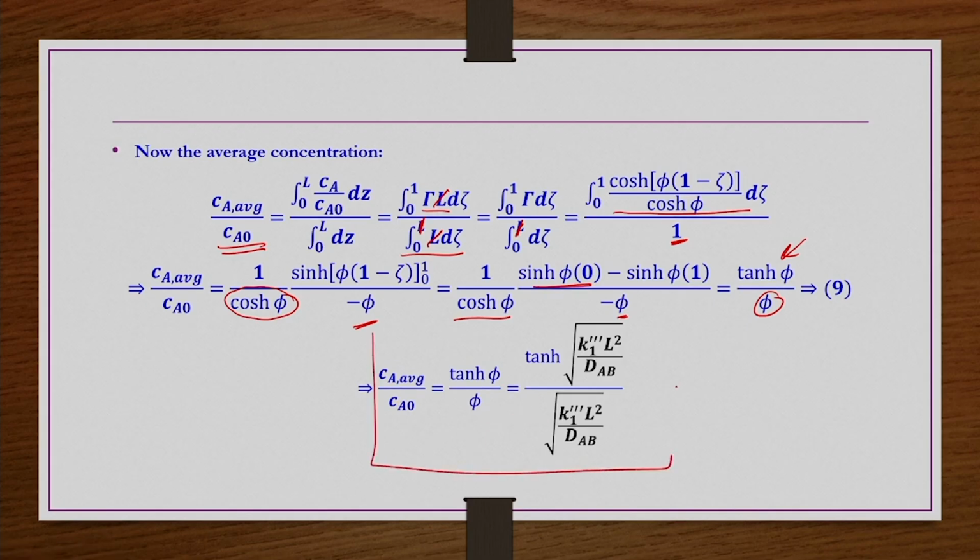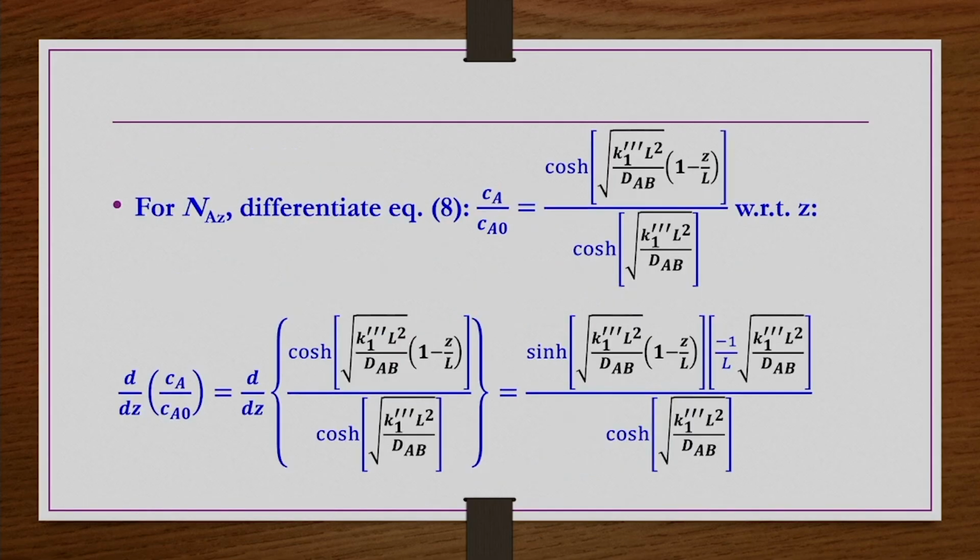So, if you replace phi by square root of k1 triple prime L square by DAB, this is the equation for the average concentration, right. Now, if we want to find the flux, we take the Ca by Ca naught expression that we have in the previous slide, and we have to differentiate it with respect to z. So, d by dz of Ca by Ca naught is 1 by Ca naught dCa by dz, and then d by dz of this entire thing.